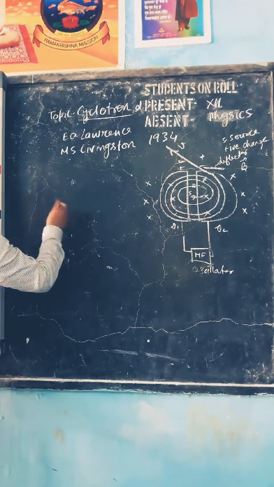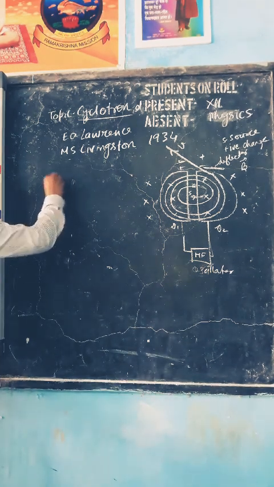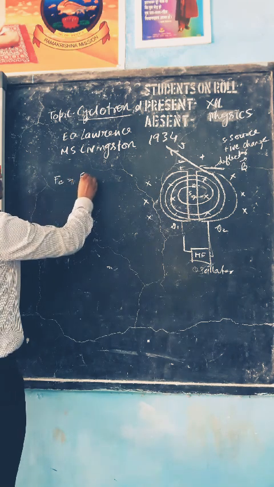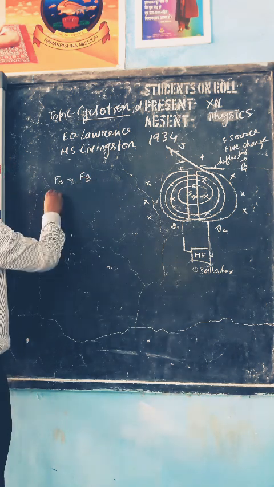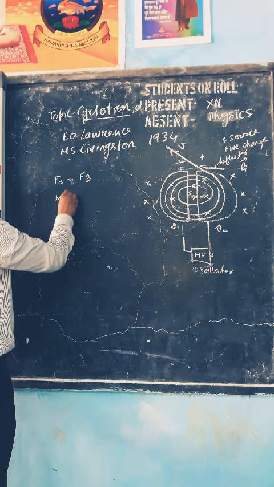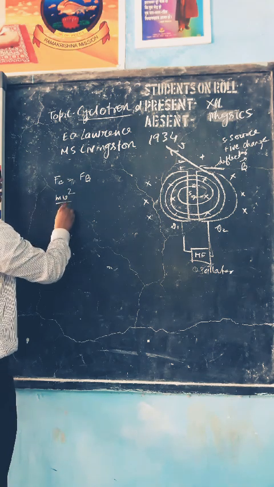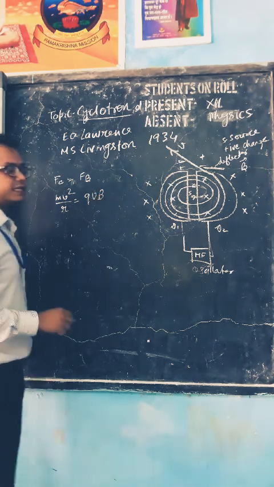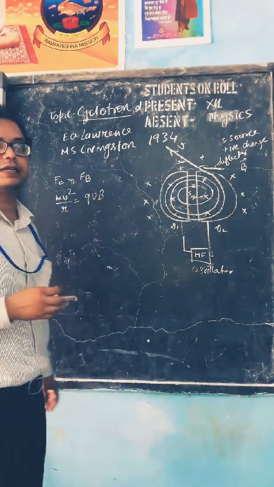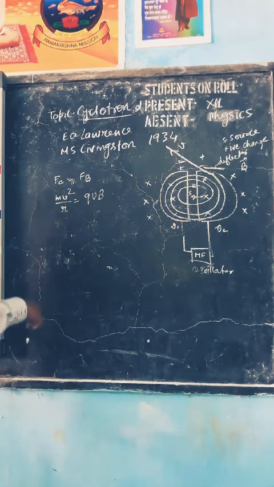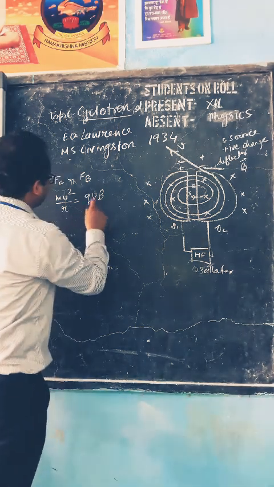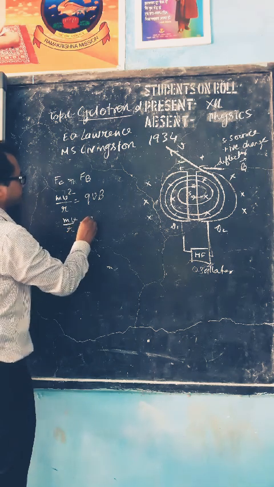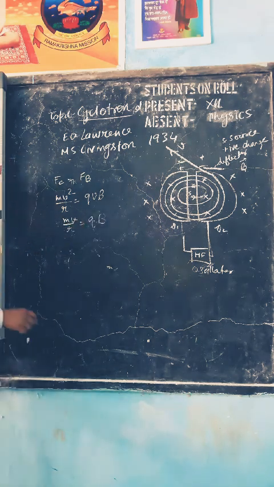Whenever a charged particle is moving on a circular path, it requires a centripetal force, and the centripetal force will be provided by the magnetic force. So the centripetal force is mv square by r, and that is equal to qvB sin theta, and theta is 90 degrees, and sin 90 is 1. So the centripetal force is equal to the magnetic force. Here we can write it as mv upon r equals qB.